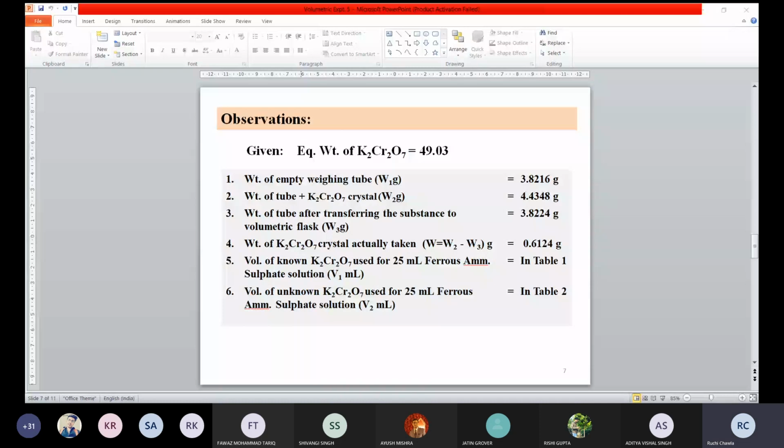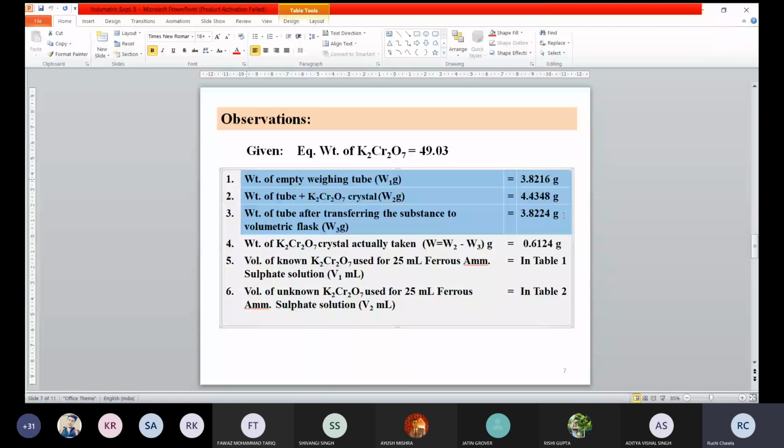Okay, so the first 3 readings that you can see are similar to what you have been learning in the previous experiments. First of all, you will weigh the empty weighing tube. Then you will add some crystals of potassium dichromate such that you have to weigh actually 0.628, that was there in the previous slides.